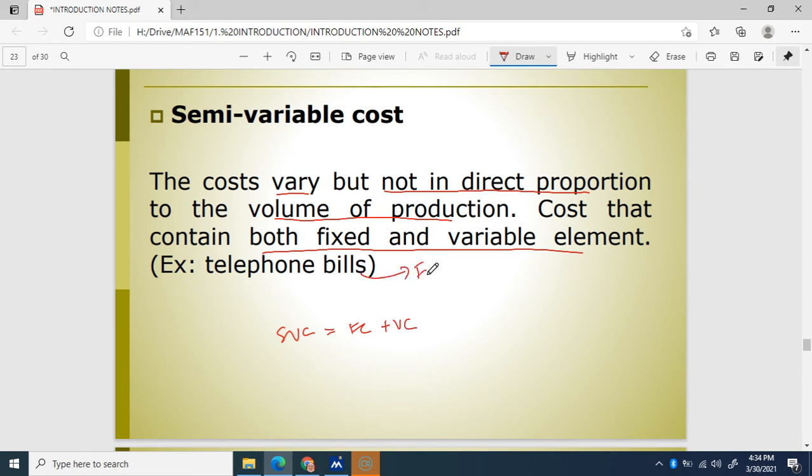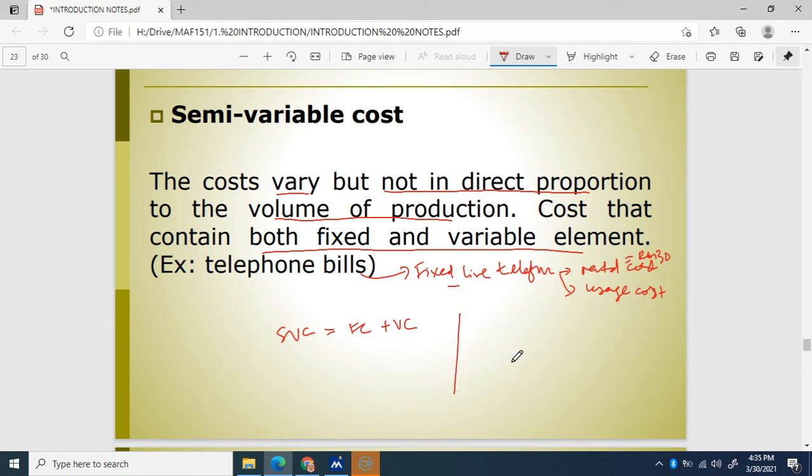Fixed line telephone, not the mobile phone that you have, not the top up prepaid and so on. So this is the fixed line telephone at home. So they have a rental for the fixed line, and then they also have a usage cost. Let's say if you do not use the telephone, you still have to pay the rental cost per month. How much? Let's say the rental cost is RM 30.